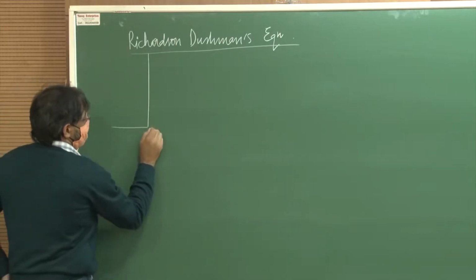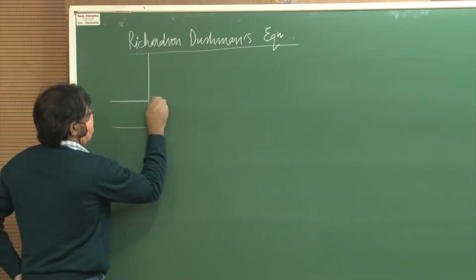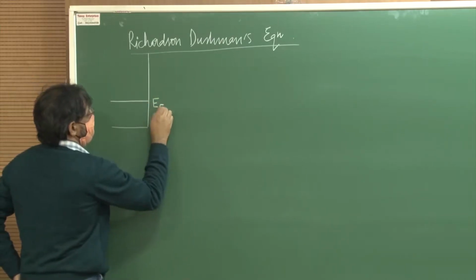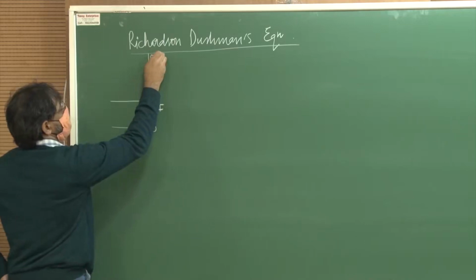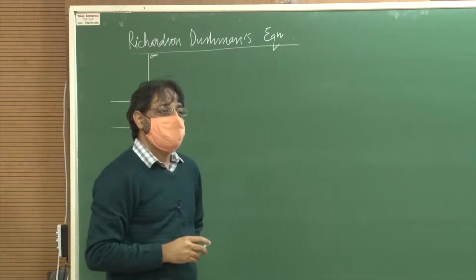So, here is your 0 of energy, and this is the Fermi energy EF, and then of course, this potential goes to infinity. So, there is no chance for electrons to escape. But in reality, what happens?